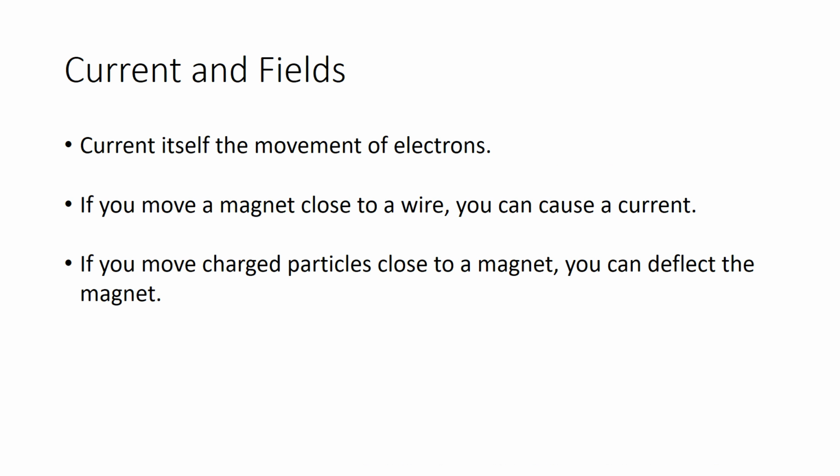So, current and fields. When we talk about electric current, that's actually the electrons moving through some kind of conductor, typically a wire. Okay. If you move a magnet close to a wire, you can actually create your own current. The magnetic force will actually help move the electrons. Okay. If you move charged particles close to a magnet, you can deflect the magnet. So these two forces will interact with each other. Okay, the electric field and the magnetic field work kind of opposite of each other and interfere with one another.